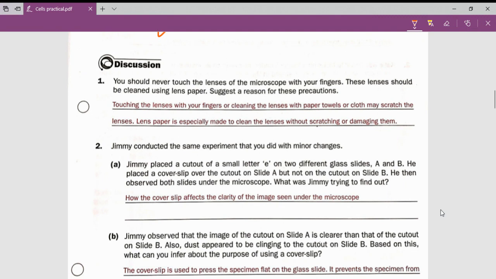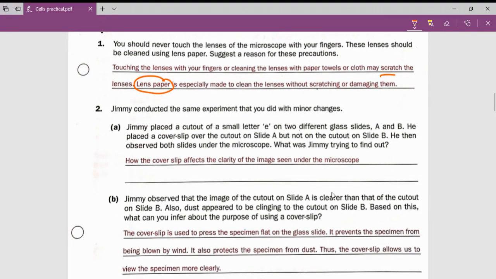Okay, this is the reason. Touching the lenses with your finger or a cloth may scratch the lenses because they are precisely constructed. We usually use lens paper to clean the lenses to prevent leaving fingerprints, damaging or scratching the lens. That is why we use a special lens paper which is designed to clean the lenses. We should not be using your fingers, water or any kind of towel, so there might be some scratches and you might not be able to see the image clearly.